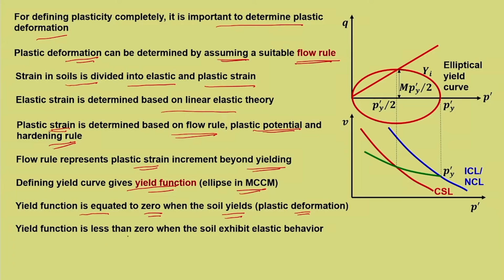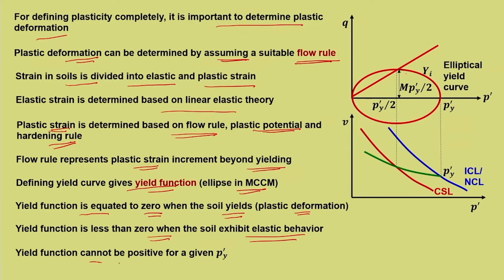Now, yield function less than 0 corresponds to elastic behavior, that is within this yield curve. Whatever is the state of the soil within the yield curve, we know that is an elastic condition, and hence the yield function less than 0 is supposed to be elastic behavior, and yield function can never be positive, that is, it is up to 0 where it yields. Beyond that it is not valid. So, greater than 0 is not possible.